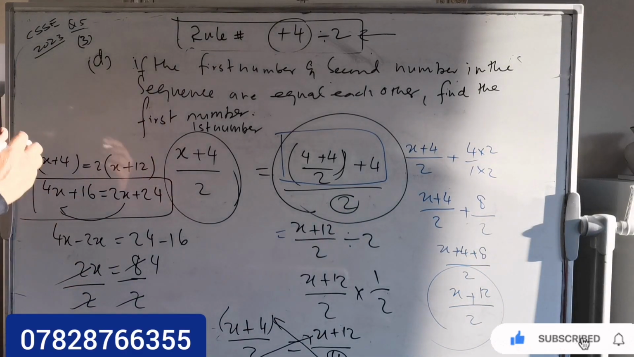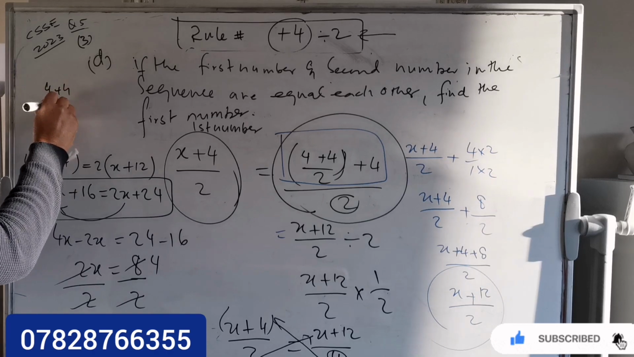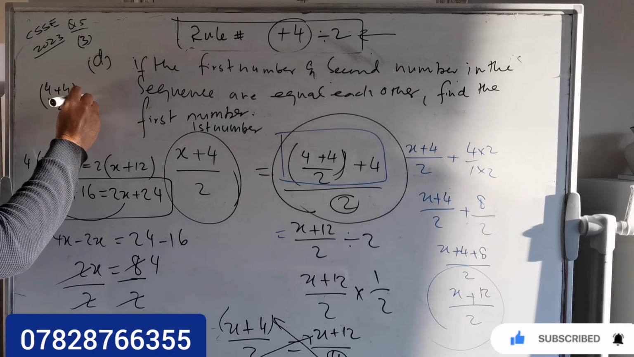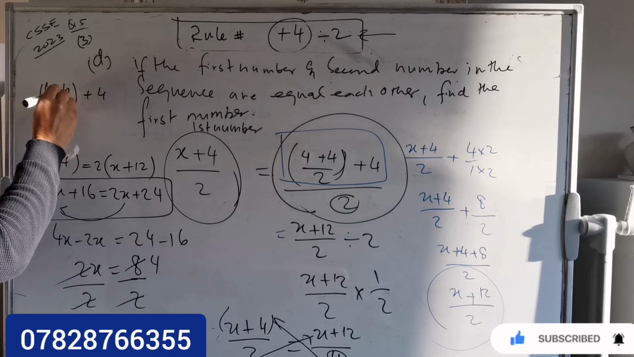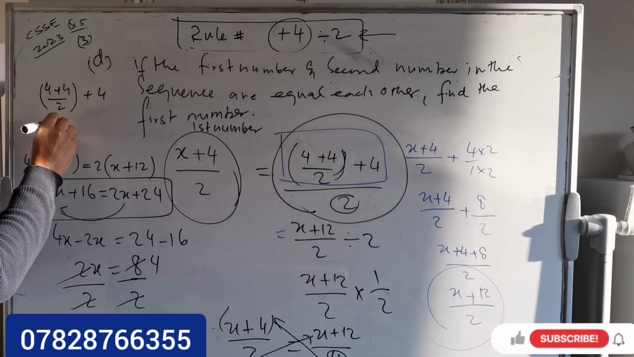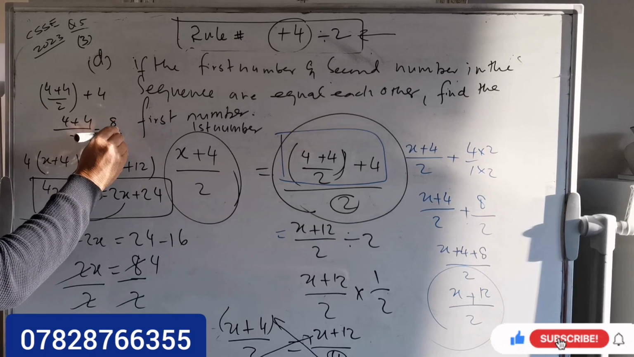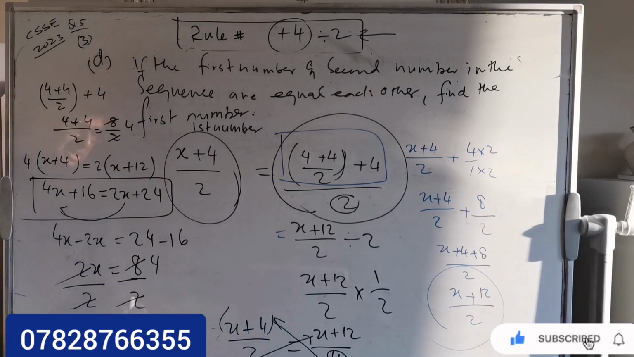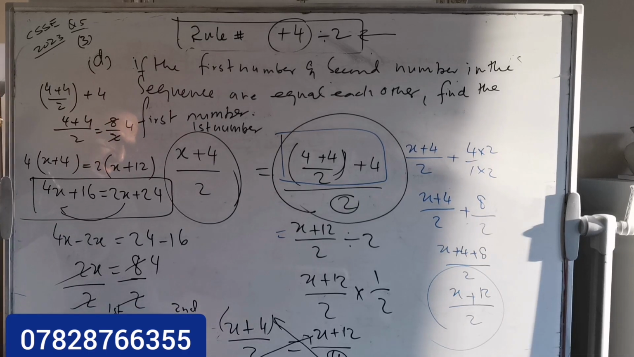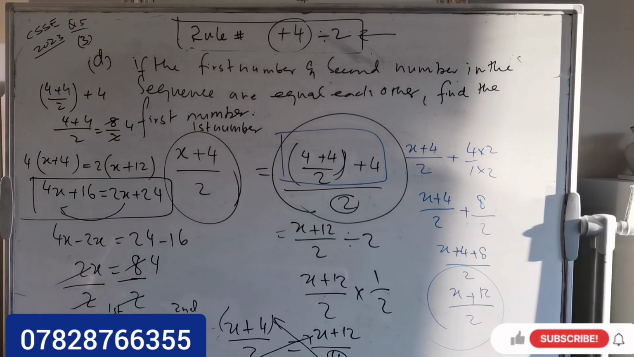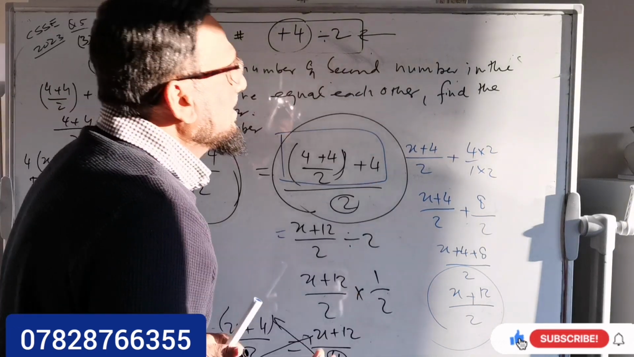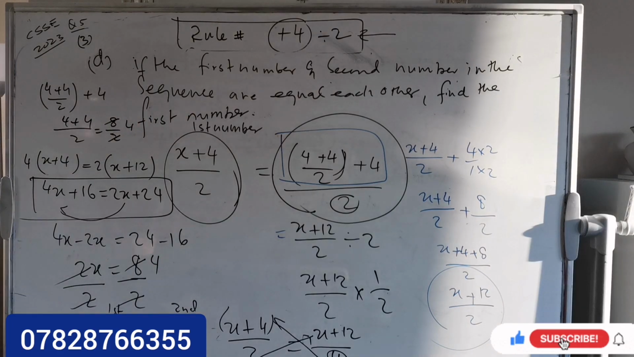I can show you here: 4 plus 4 divided by 2 and plus 4. So 8 divided by 2 is 4, and 4 divided by 2 is 2, so the first number and the second number are both 4. The first number must be equal to the second number. So this is part D.